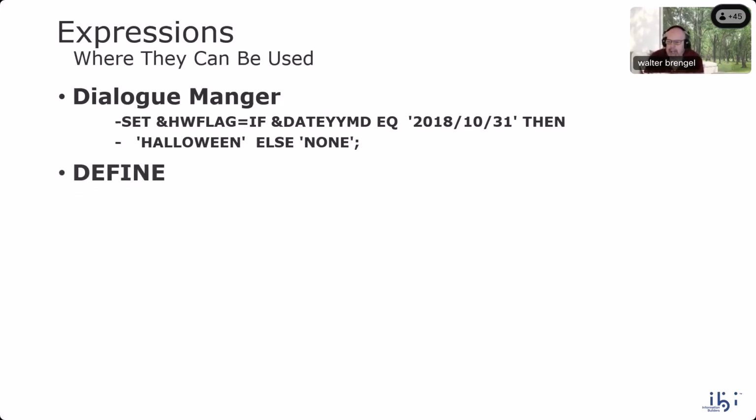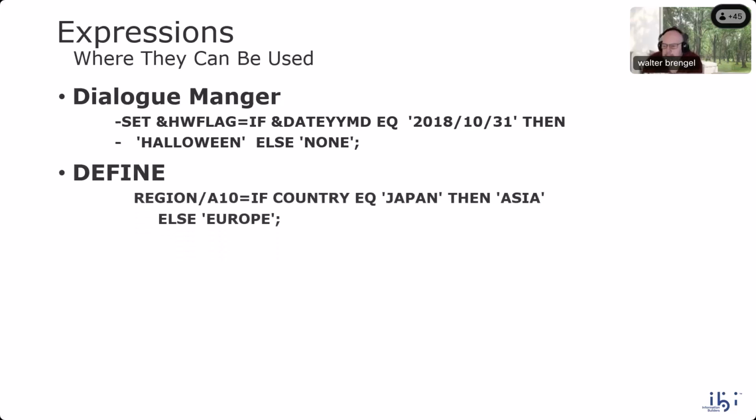You can use it in a define. Region A10, if country equals Japan, then Asia, else Europe. Notice in Dialog Manager, you don't have a format. Everything is stored in Dialog Manager as characters, as alpha. In define, you do have to have a format. So again, that's a hint as to what type of expression this is. If it's an A, it's an alpha character.